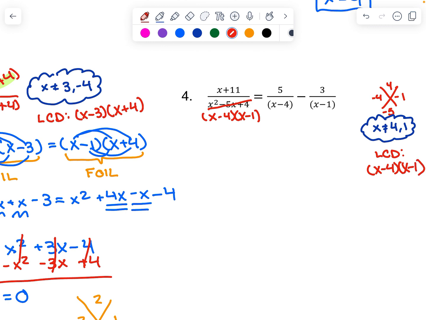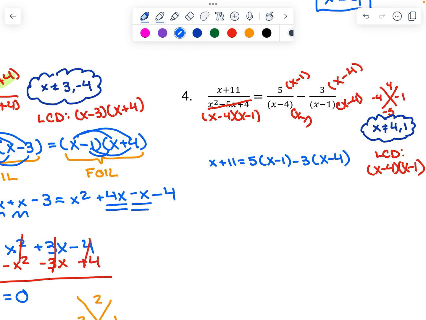So the first fraction is good. It has the denominator. The second fraction does not. I need to multiply by x minus 1 over x minus 1, so we have a common denominator. The third fraction is missing an x minus 4. So now my denominators can cancel out because they are all the same, and I'm solving an equation. So I'm solving the equation x plus 11 equals 5 times x minus 1 minus 3 times x minus 4.